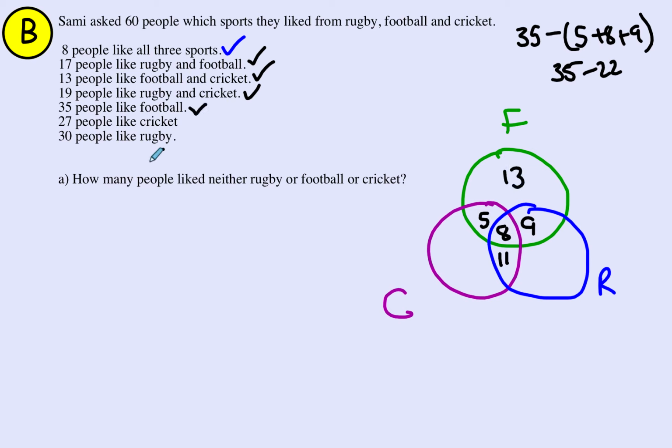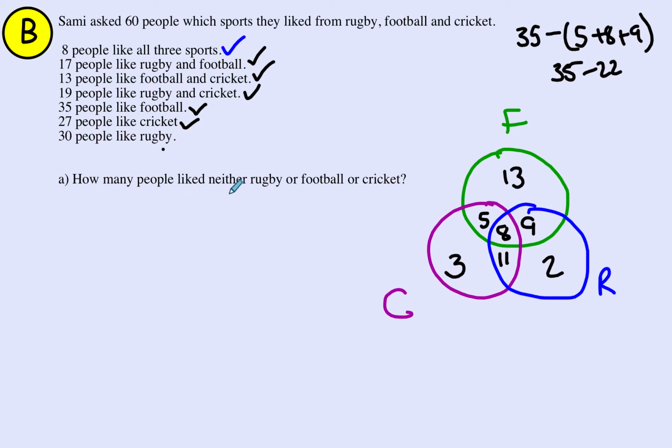Okay, then I have 27 people like cricket. So this represents 27. So I'll need to do 27, subtract 11, subtract 8, subtract 5 will give me 3 over here. And then I've got my final space, which is rugby. 30 people like rugby. I've got to do 30 minus 11 minus 9 and minus 8 will give me 2. So this entire space represents the 30.